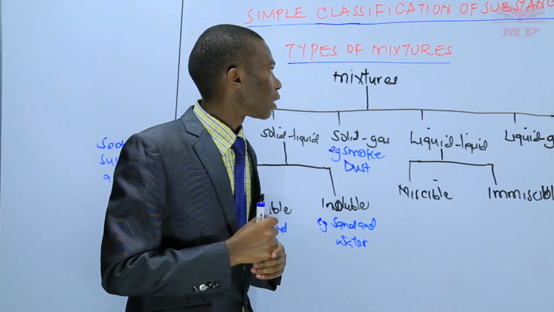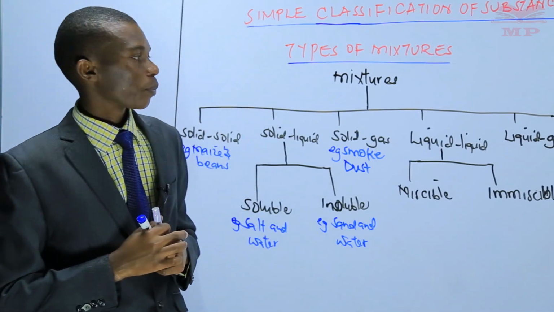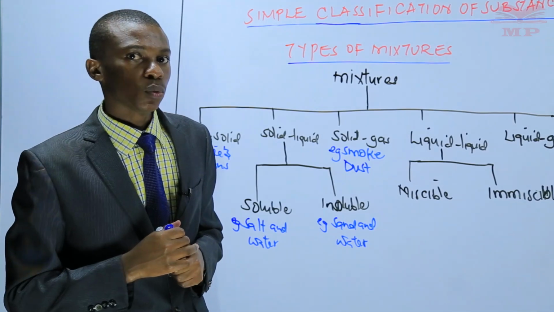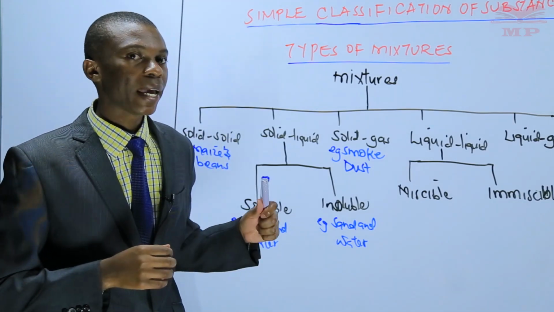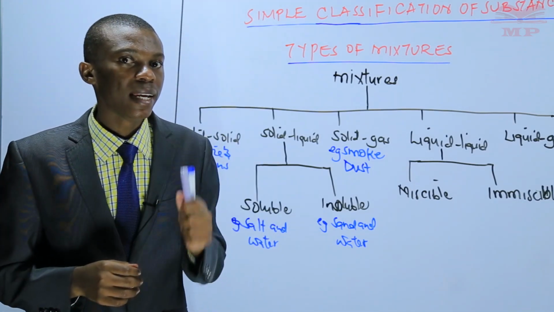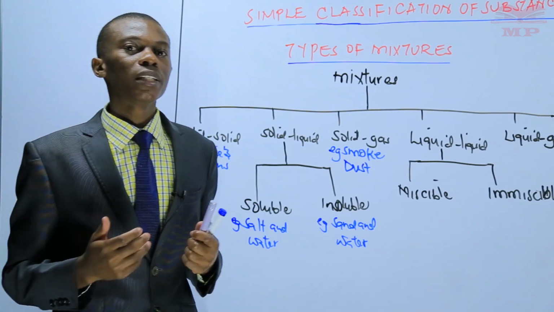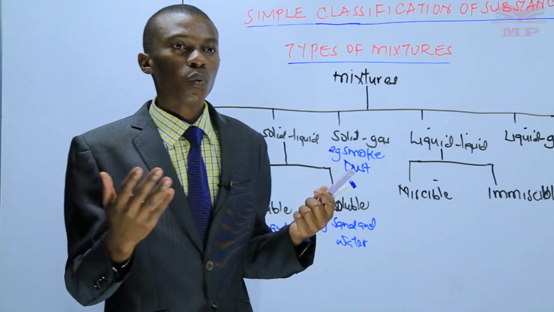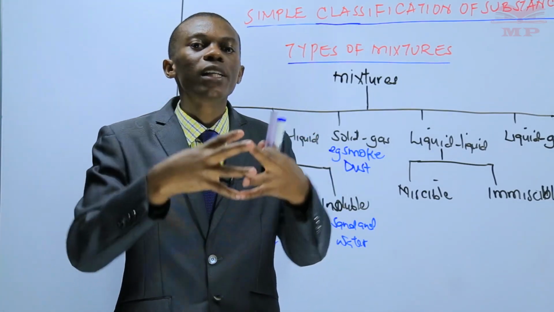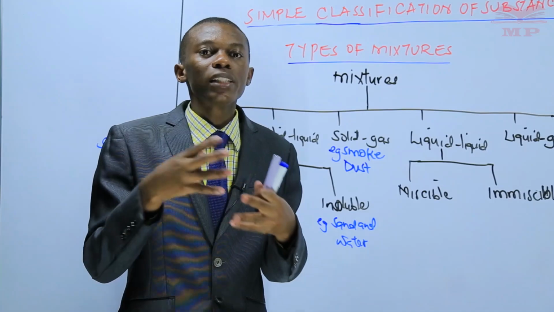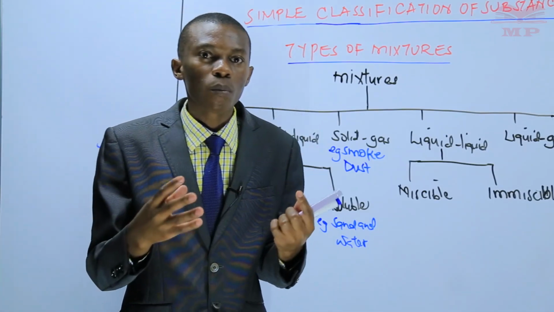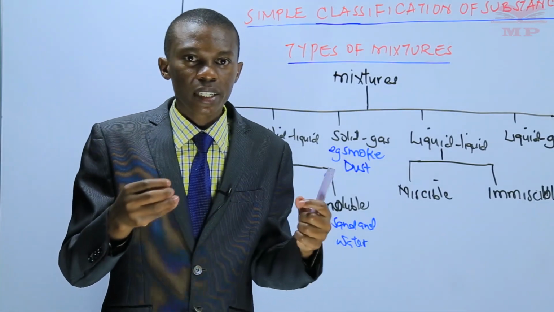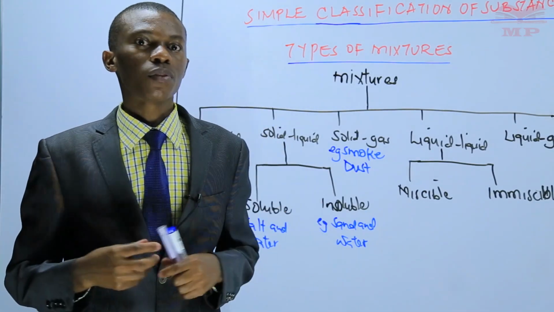We go to the next type of mixture, which is a liquid-liquid mixture, which we have said can be categorized again into two: miscible and immiscible liquids. A miscible liquid-liquid mixture is one which, when you mix them together, combines to form a homogeneous solution that cannot be separated from each other.